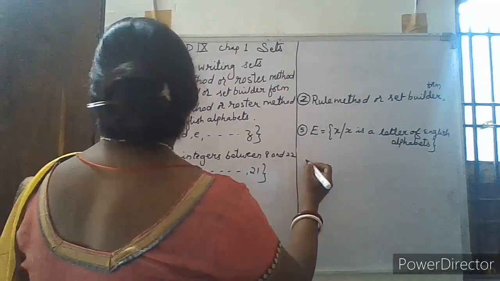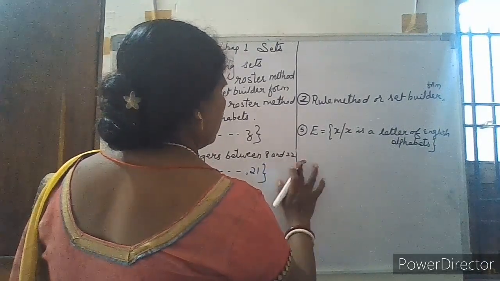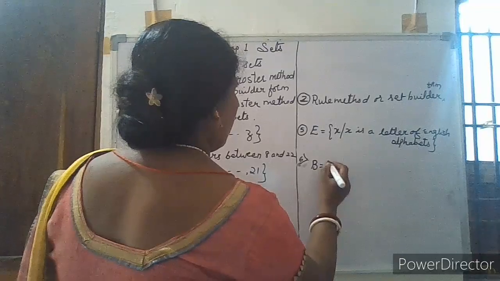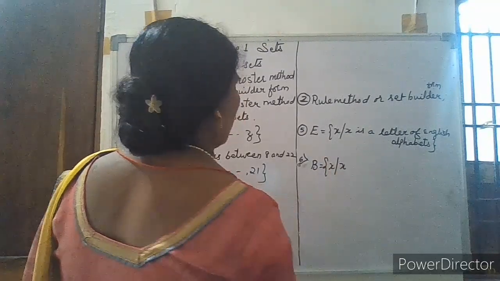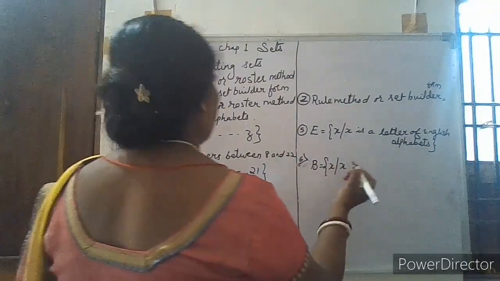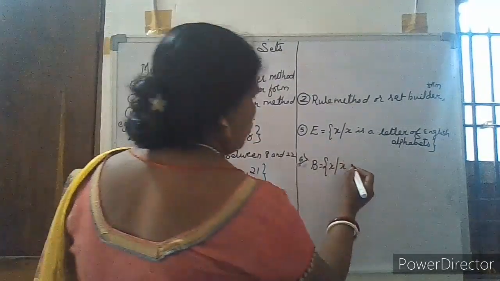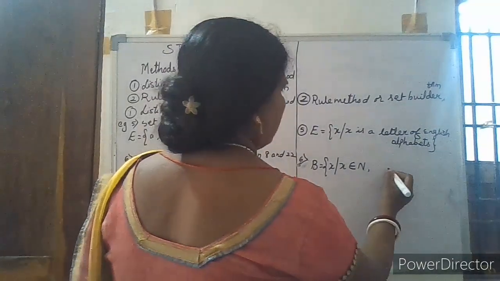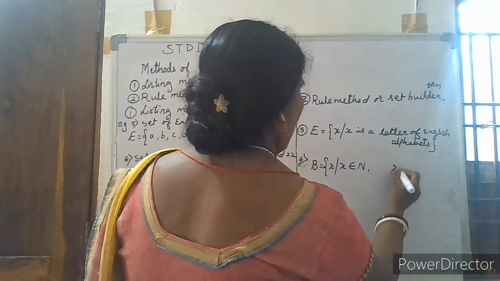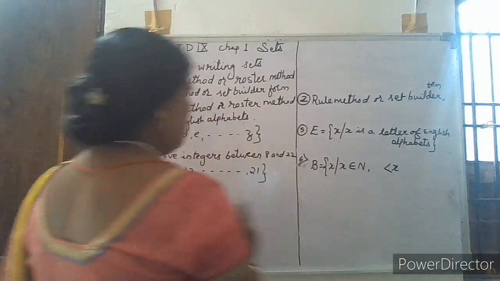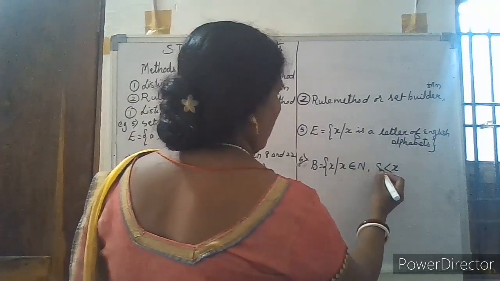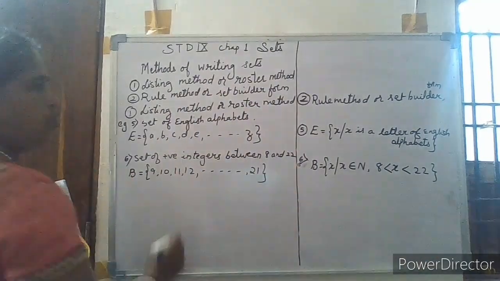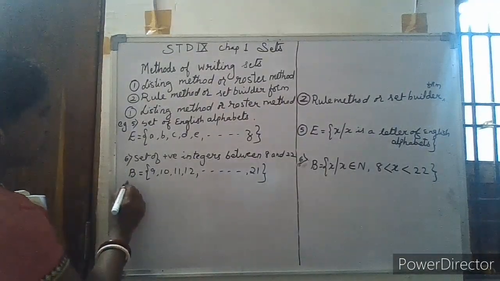So here when we write it in this method, X is an element such that X, it is positive integers, means it belongs to natural numbers. X belongs to natural numbers, and X is between numbers. X is greater than 8 but less than 22. Now, one more example.